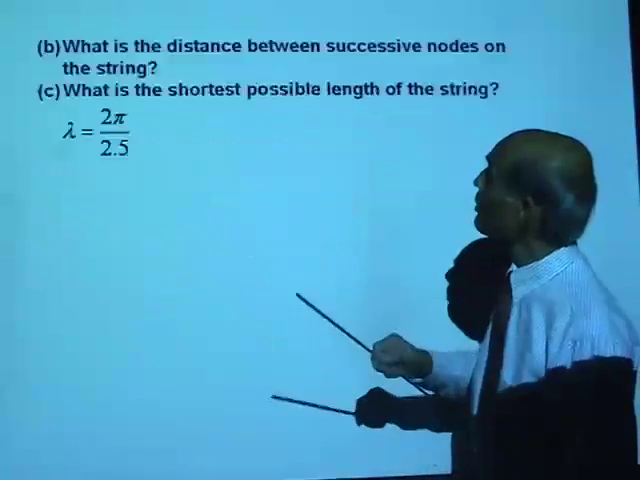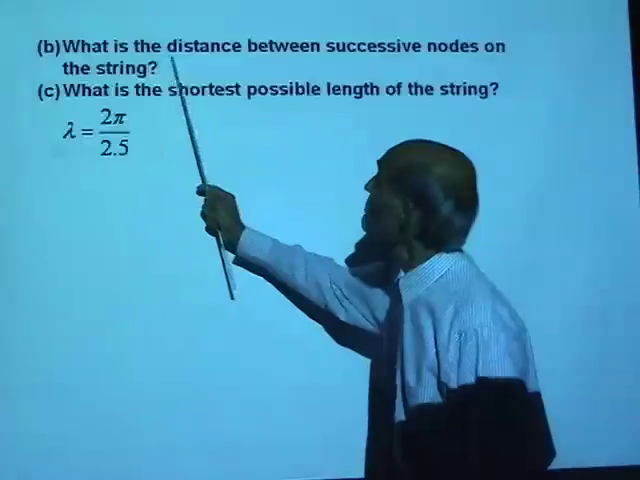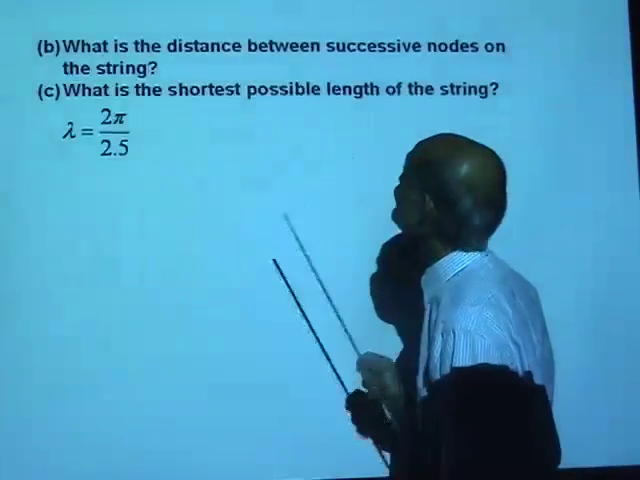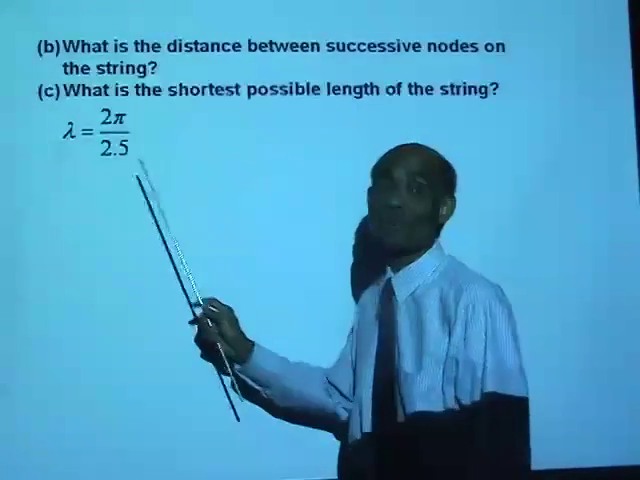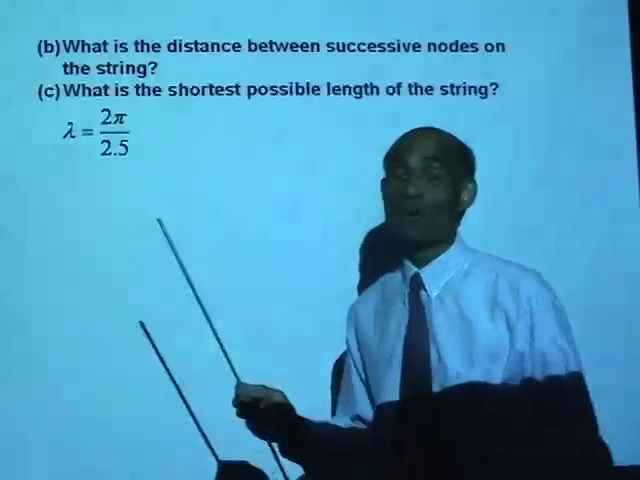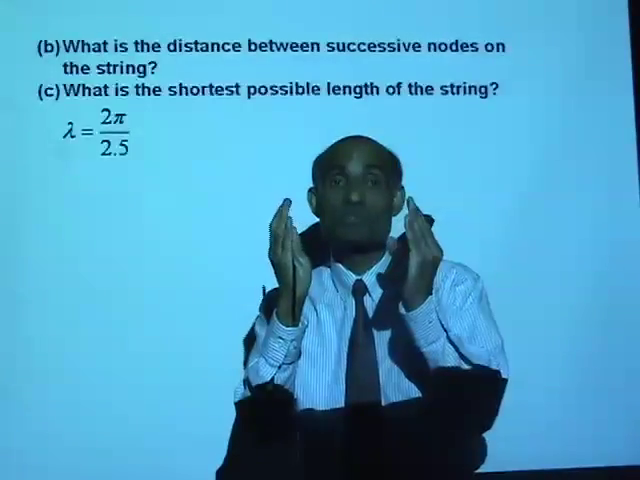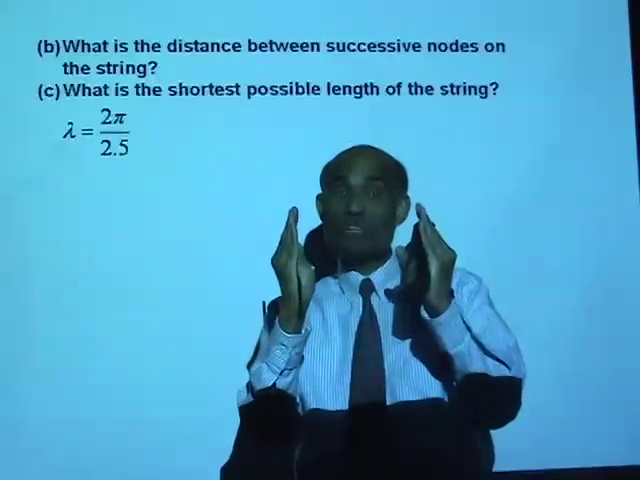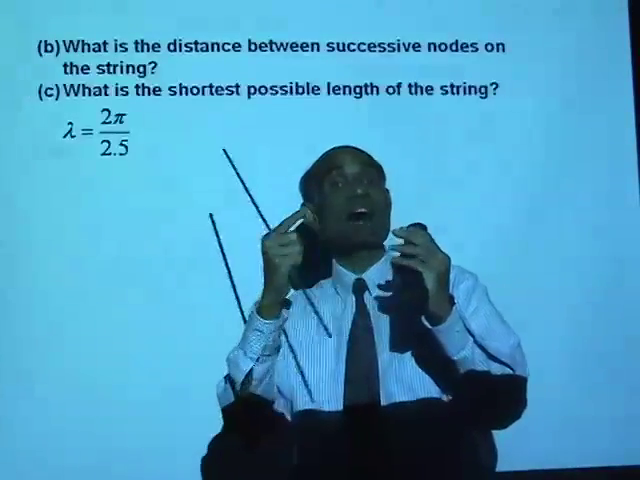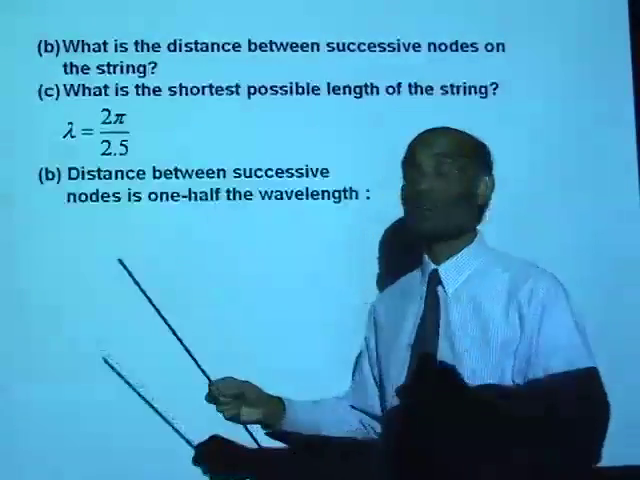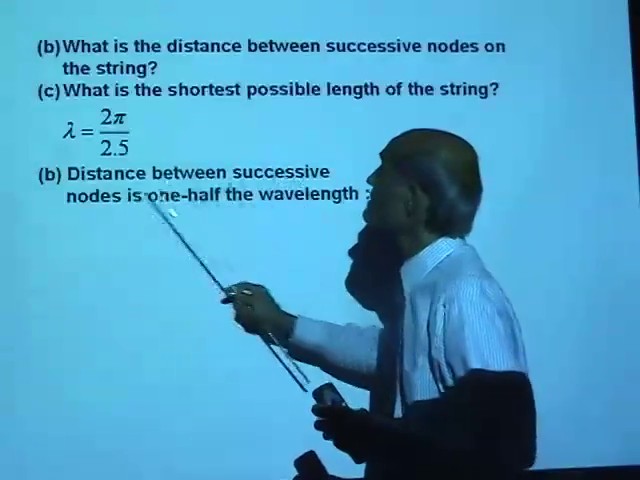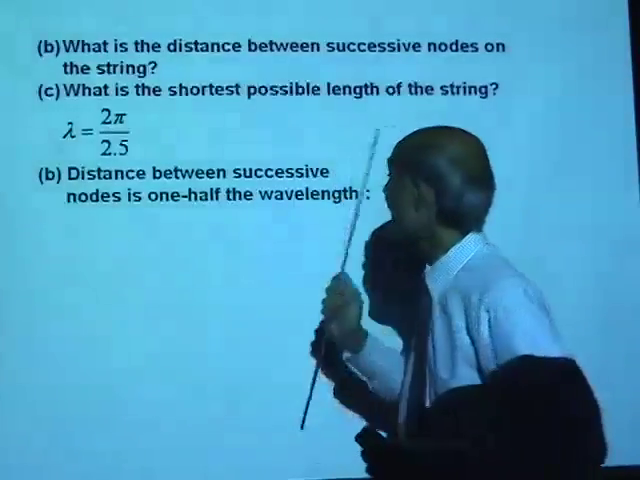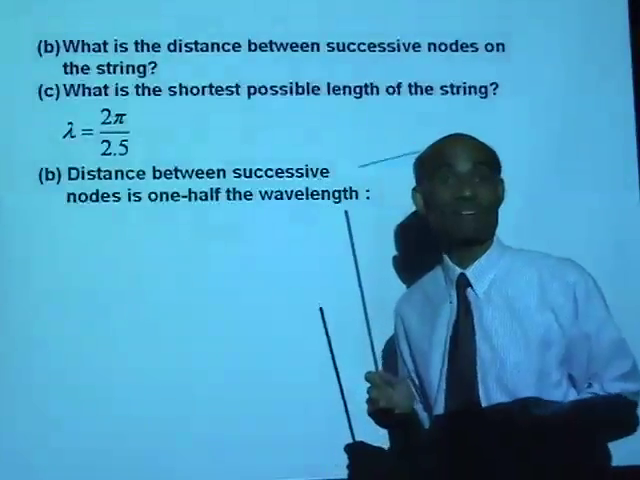Alright, let's now go and do the B part. What is the distance between successive nodes on the string? Well, what did I say the distance between two successive nodes is? The distance between two successive nodes is half of a wavelength.